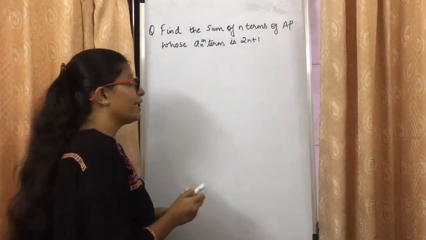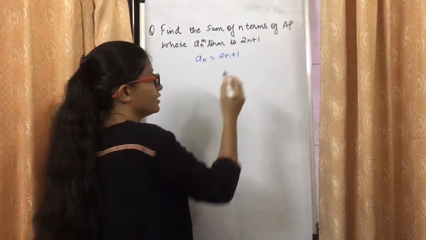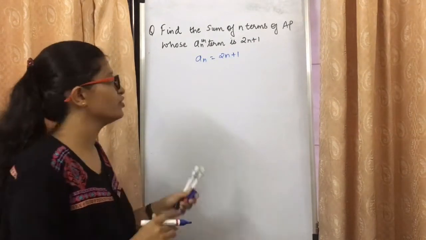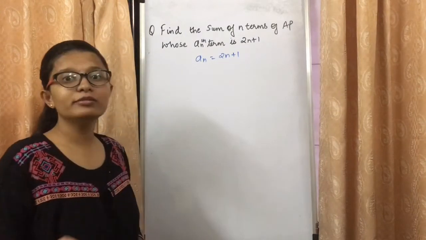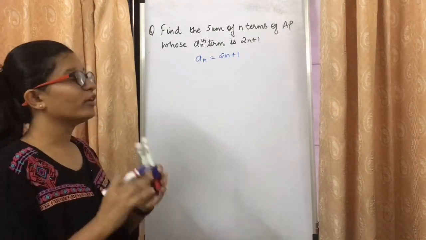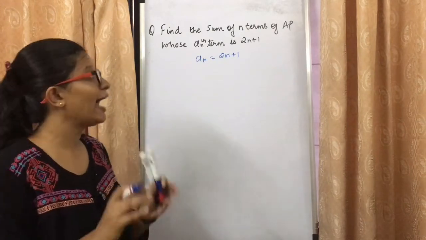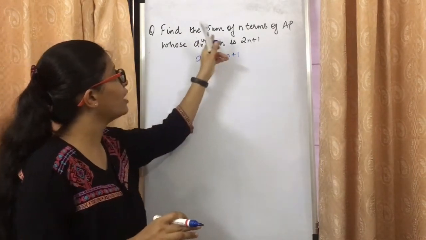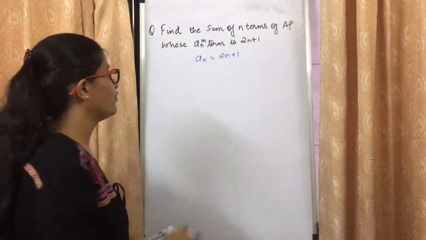हमको दिया हुआ क्या है क्वेश्चन में? nth term हमारी क्या है? 2n plus 1. This is a little bit different from the previous sums which we have solved. A नहीं दिया, an term दी है in terms of n. Now what we need to find is, we need to find A, we need to find D, and we need to find the sum of n terms. n की वैल्यूज में ही फाइंड करना है.